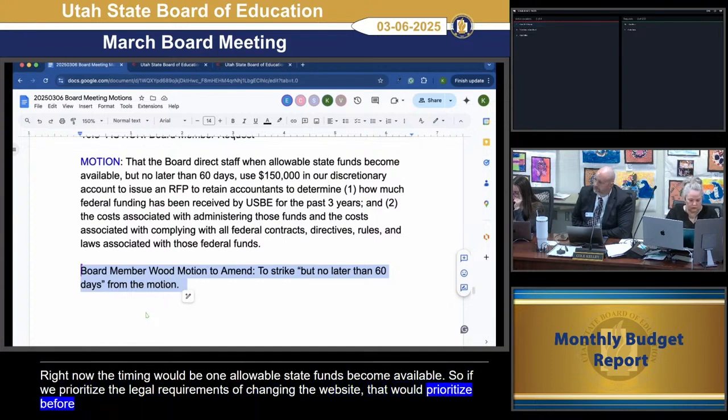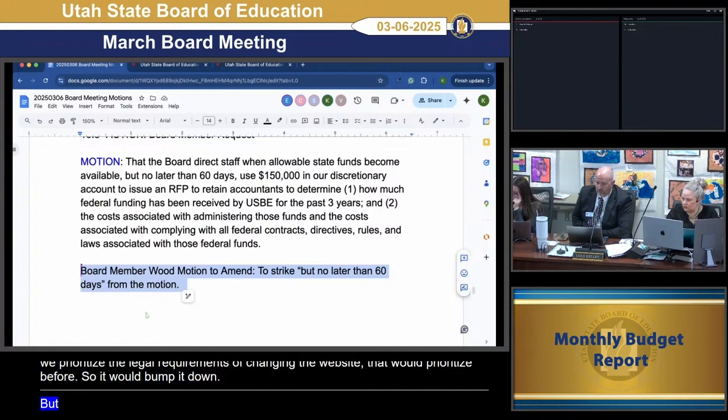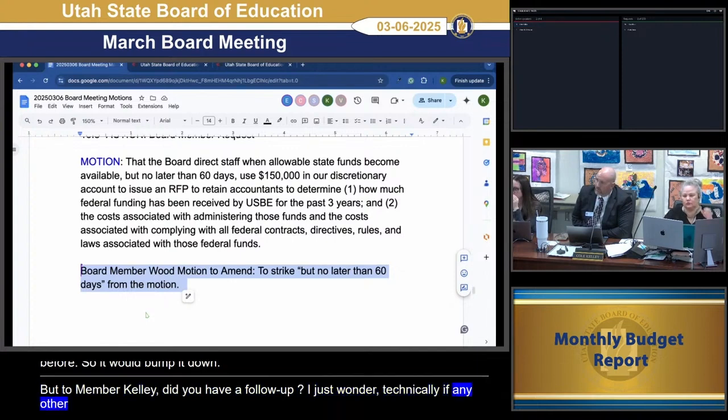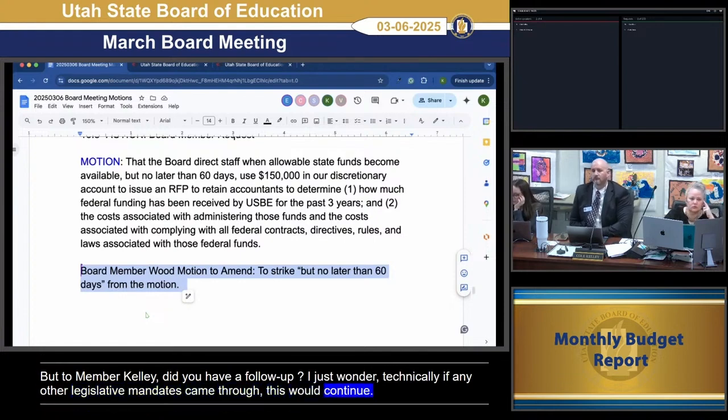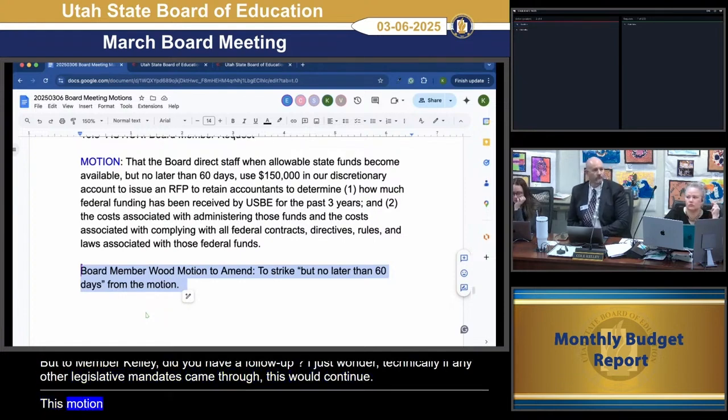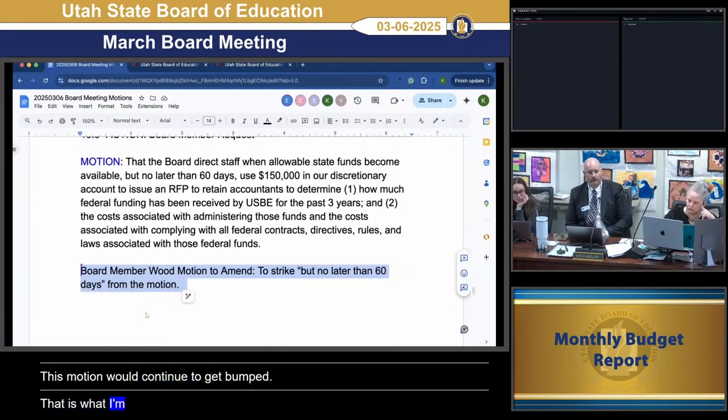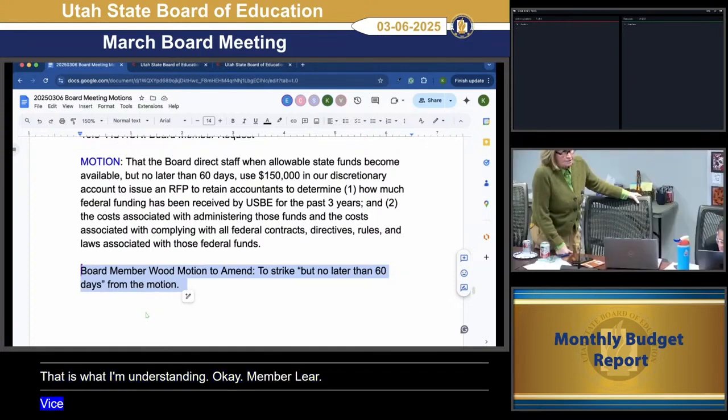But to Member Kelly, if I can, Member Kelly, did you have a follow-up? No, go ahead. I just wonder, so technically, if any other legislative mandates came through, this would continue to get bumped, right? That's what I'm understanding. Sure, this motion could continue to get bumped.